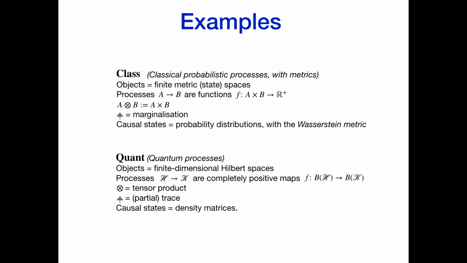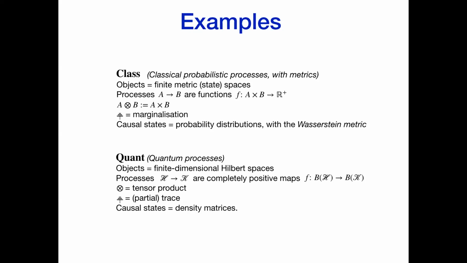Examples of such things. The one that classical IoT will use, so IoT 3.0, is classical physics, basically. The objects here would basically be sets, but they need to have a metric, so they're finite metric spaces. The processes between them are essentially probabilistic maps. So you send each element of your first object to a distribution over elements of the other one. Those would be your processes, but the distributions just don't have to be normalized.